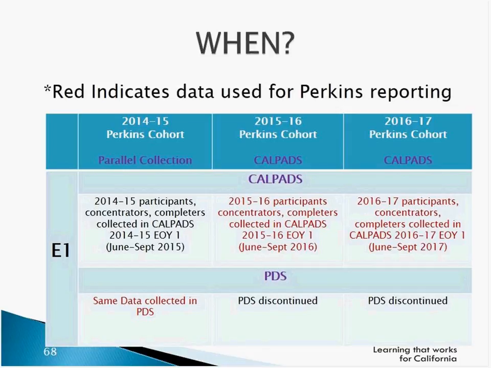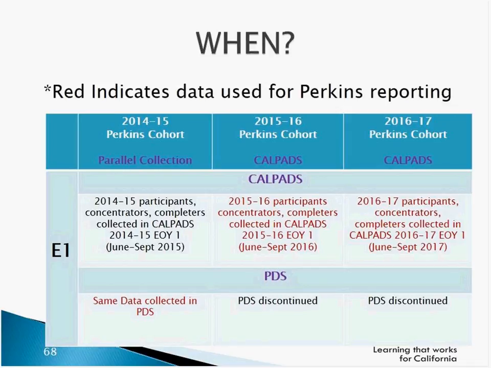Okay, and I know we had several questions about this, so hopefully this will clear up any questions you had about how this is going to work out. So put on your multiple school year hats for a moment. Currently, we are in the 2014-15 Perkins cohort. And we're going to be doing a parallel collection, which means that in year one, CALPADS reporting, so June through September, we're going to be reporting your 2014-15 participants, concentrators, and completers.